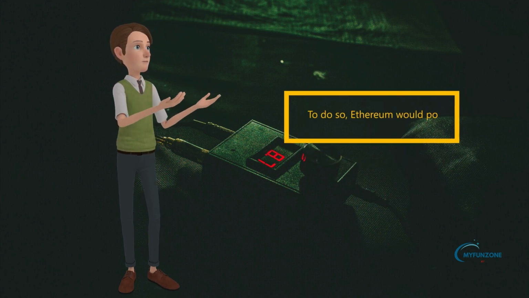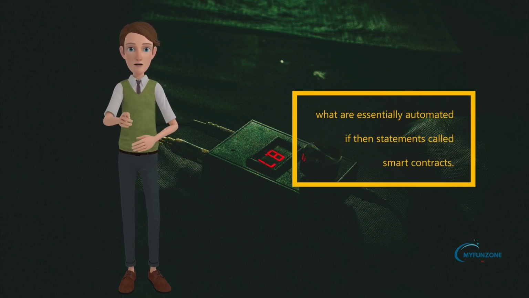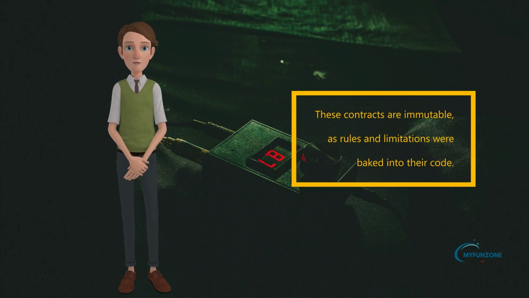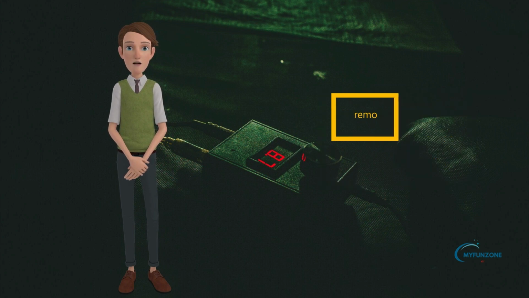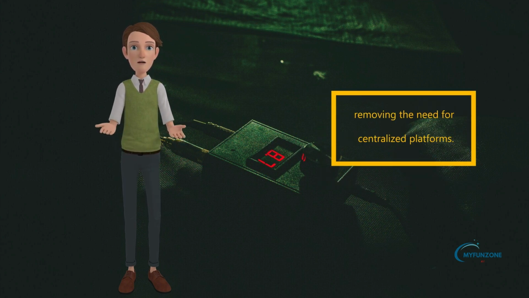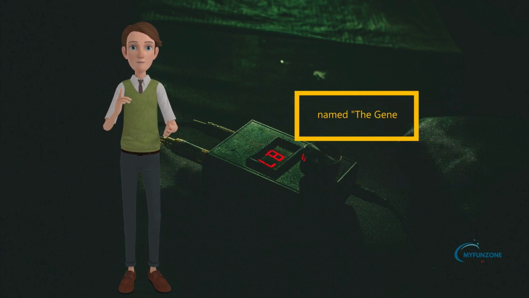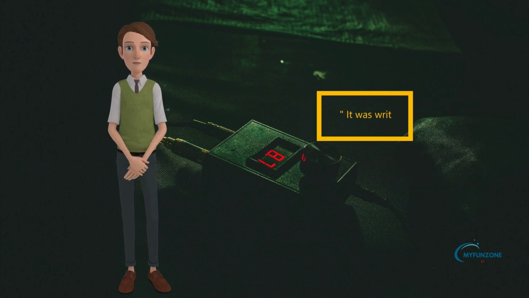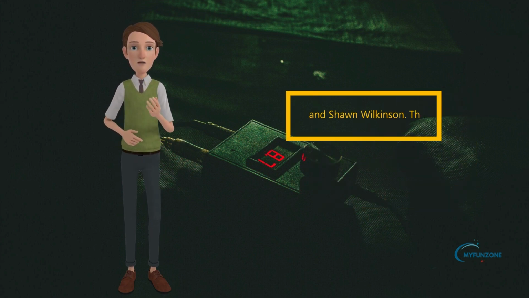To do so, Ethereum would power what are essentially automated if-then statements called smart contracts. These contracts are immutable, as rules and limitations were baked into their code. This means any party can transact without an intermediary, removing the need for centralized platforms. Interestingly, 2014 saw the release of a report defining the DApp, named the General Theory of Decentralized Applications (DApps). It was written by various authors with experience in the space such as David Johnston and Sean Wilkinson.